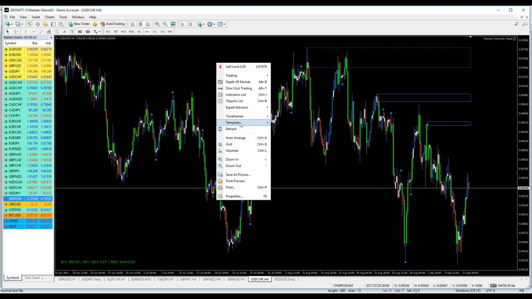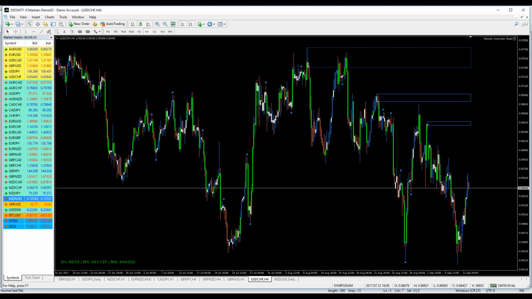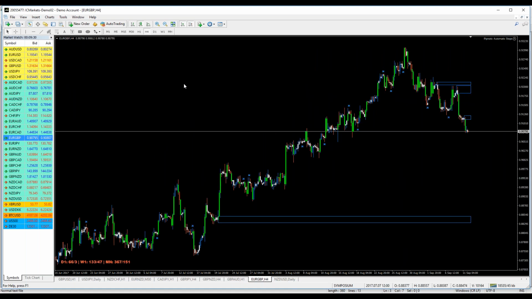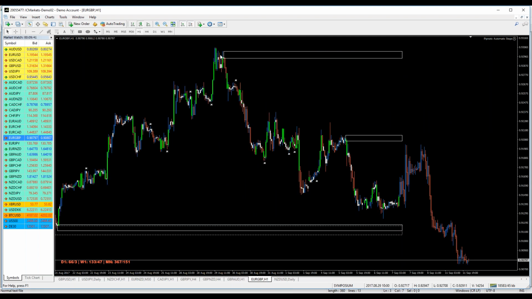I'll do it once again just so we can get an idea of what we're doing. Let's find another pair. Let's do the euro pound, for example. So the current move is this one here. Let's go on the hourly chart. See, the current move is up here. So the cheapest we want to sell is, we'll just box off the whole area, here. So you go like that.